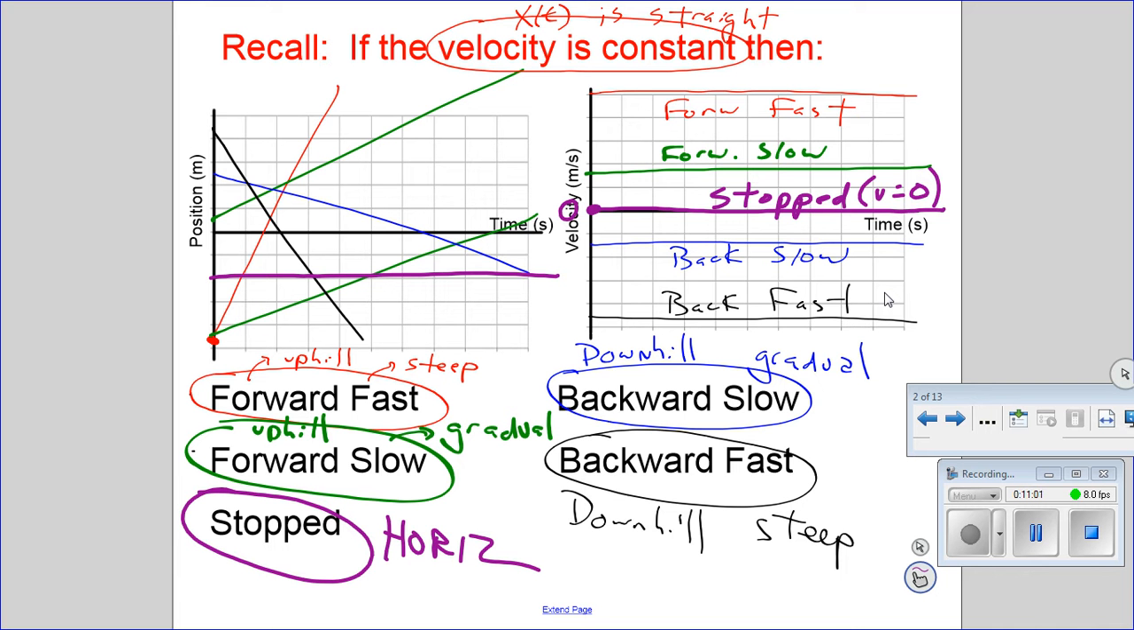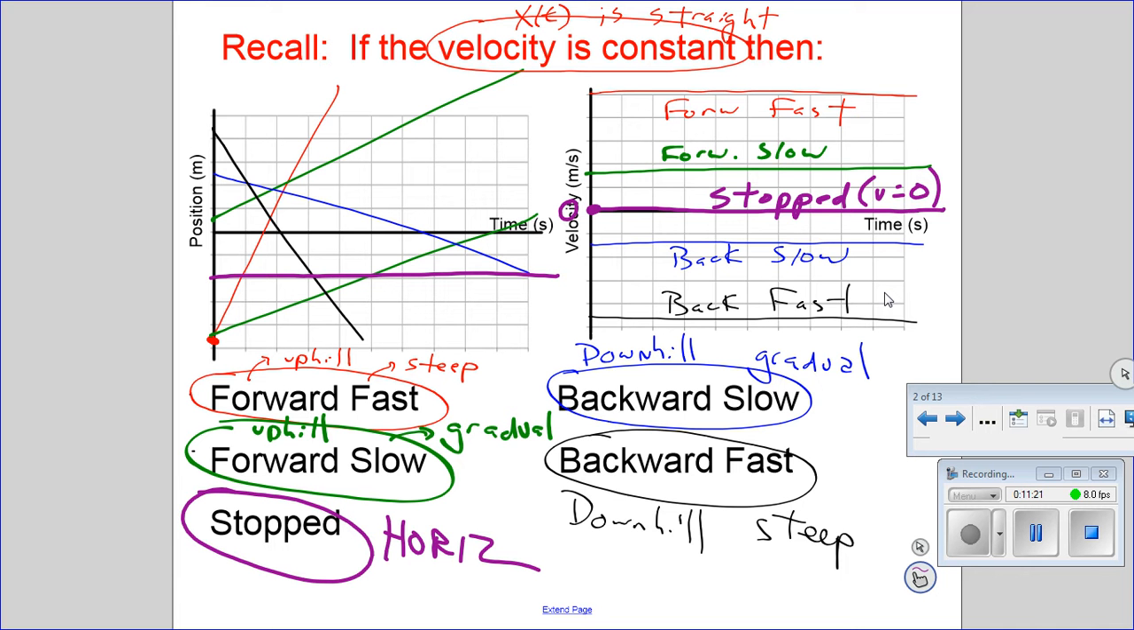All right. Who can tell me why all of my velocity graphs are horizontal? Because the velocity is constant. Good. Everybody cool with that? All right. And how is that represented on my position time graphs? How's constant velocity represented there? Straight line. Because they're straight, not curved.